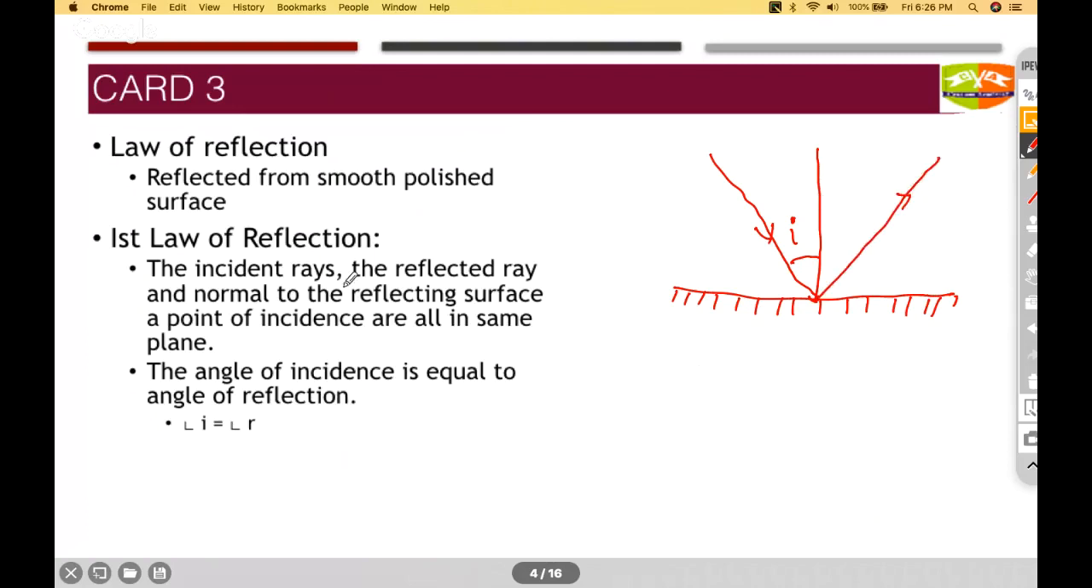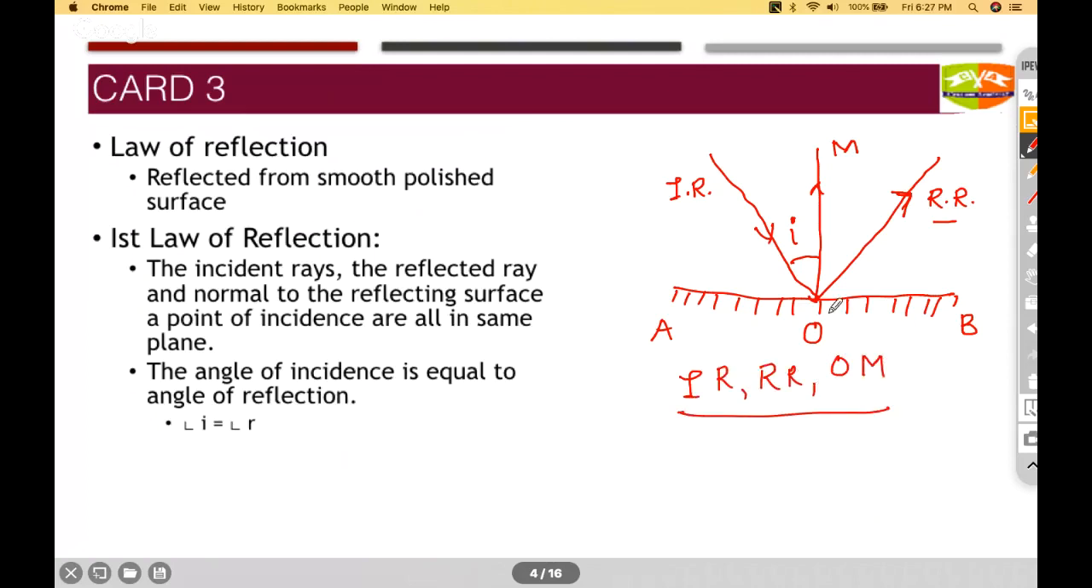So the first law of reflection says that the incident ray, this is IR, the reflected ray, which is RR, and the normal to the plane of incidence are related. So suppose this is my surface AB, the light strikes at point O and OM is the normal. So IR, RR and OM, these three ray segments would be in the same plane.